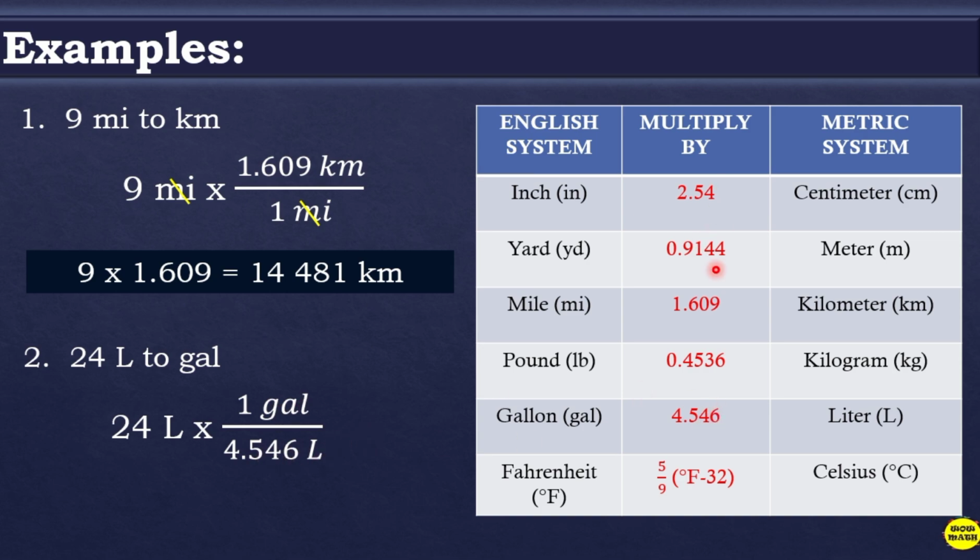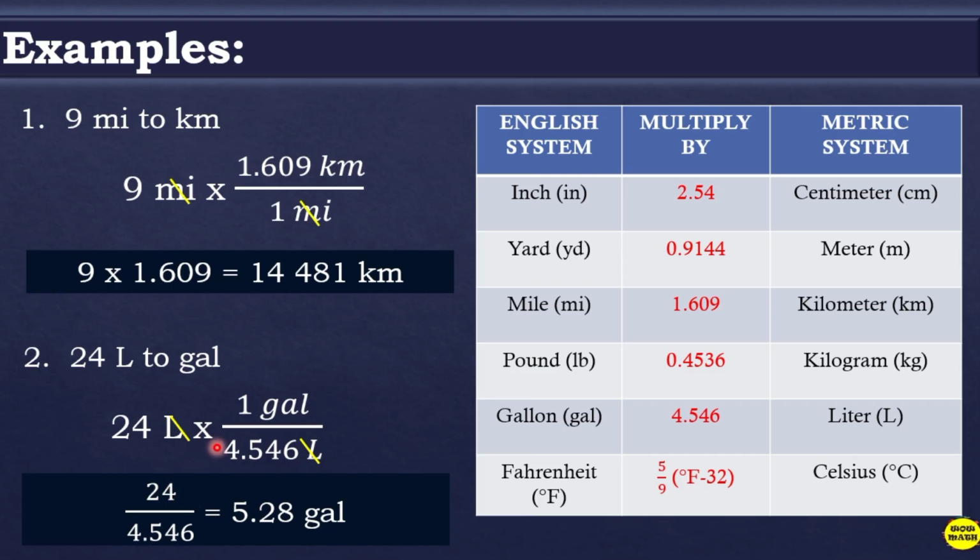Kaya dapat memorize po ito. So, we can now cancel liters. We now have 24 times 1, that is 24, over 4.546. So, magdi-divide tayo ngayon. Kagaya nga ng sinabi ko, pag right to left, divide. Okay, so 24 divided by 4.546, that is equivalent to 5.28 gallons.